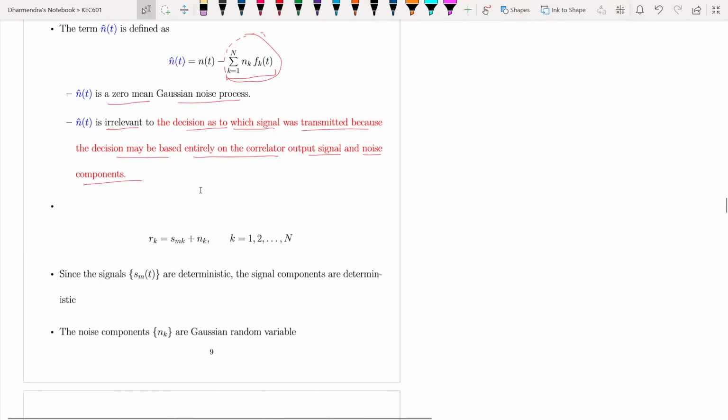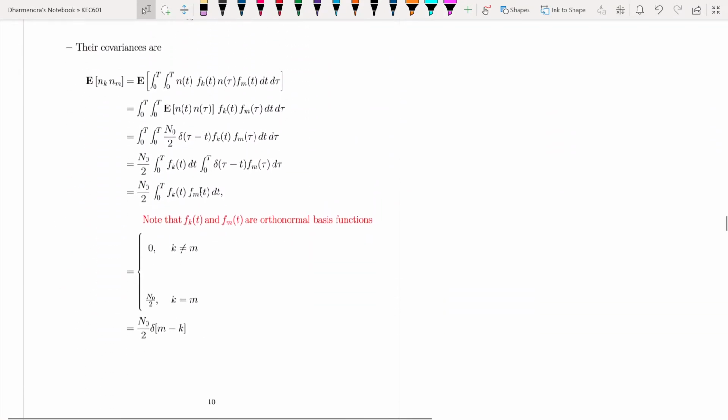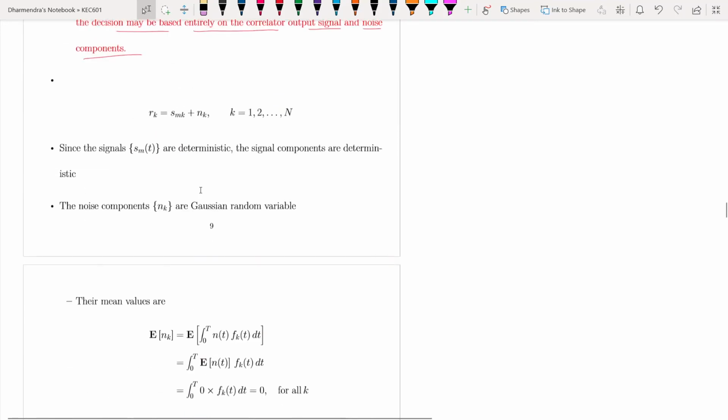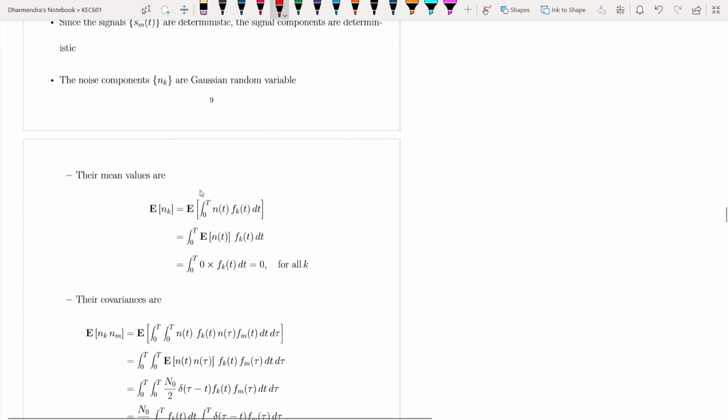Okay, so the noise components are Gaussian random variables. So let us calculate the mean and covariance of these. n_k is the projection of noise n(t) on the kth basis vector. This can be written in integral form: the integral of n(t) times f_k(t). Okay, so I will take a statistical average of this n_k. I will take the expectation inside the integration.